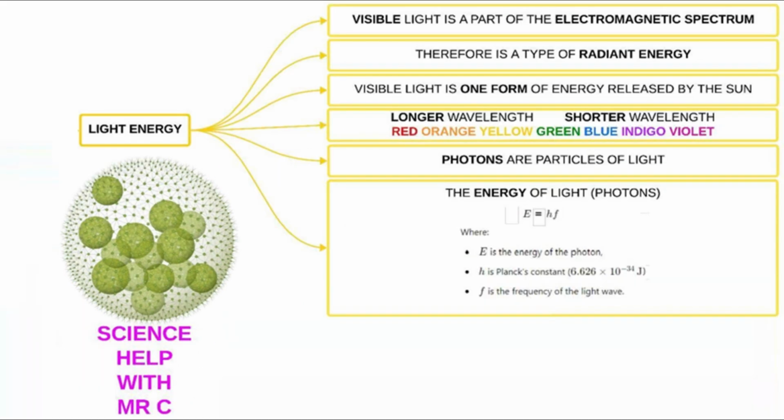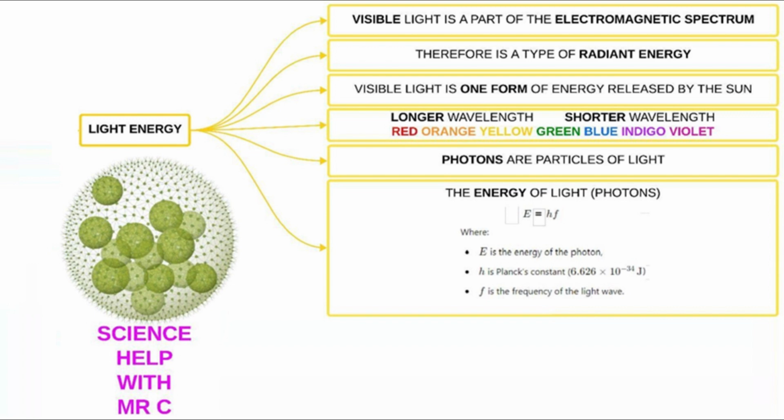Next is light energy. Visible light is only one part of the electromagnetic spectrum. Therefore, light is a type of radiant energy. Visible light is only one of the forms of energy released by the sun. Visible light is remembered as ROY G. BIV. The longest wavelength is red, and the shortest wavelength there is violet. So ROY G. BIV stands for red, orange, yellow, green, blue, indigo, and violet.